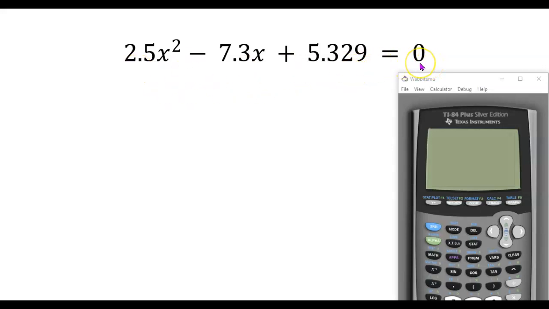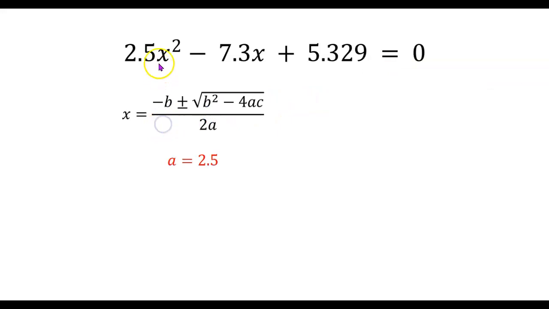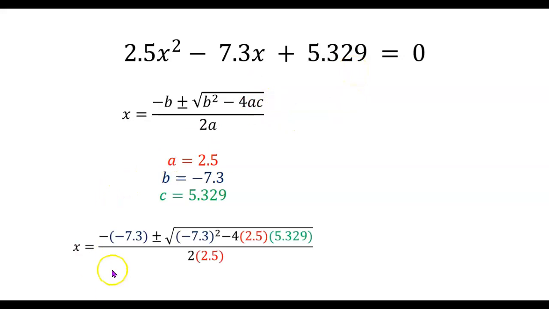Is it set up the way we want it to use the formula, or do we have to rearrange it first? No, it is set up the way we want. We've got our ax squared, we've got our bx, we've got our c, and it's equal to 0. So we're going to be putting in 2.5 for a, negative 7.3 for b, and 5.329 for c, which is going to look like this.